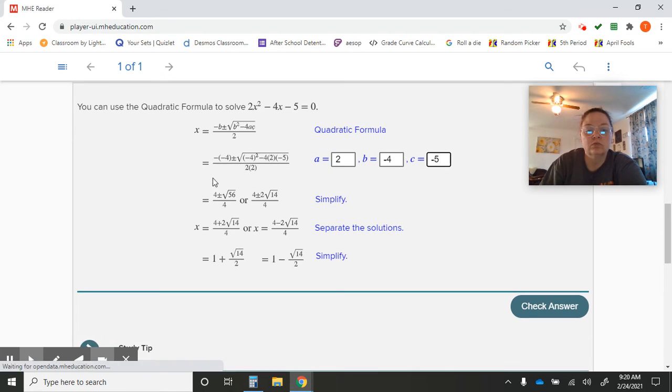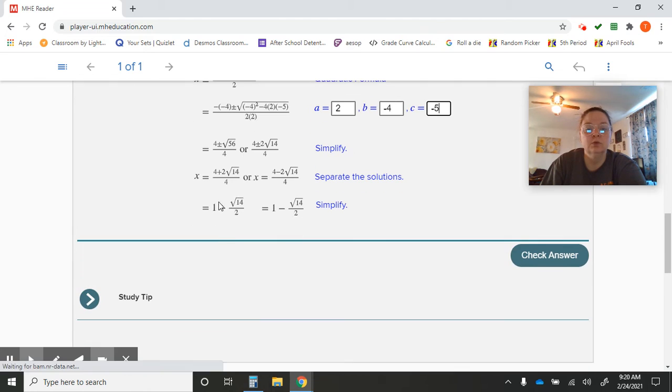When we simplify that, negative 4 is positive 4. Everything under the radical simplifies down to 56. And everything underneath the division symbol becomes a 4. Then we can simplify the square root of 56 to 2 times the square root of 14. Now we have two problems that we get to solve because we know that we have two intersections. So we have 4 plus 2 times the square root of 14 over 4 and 4 minus 2 times the square root of 14 over 4. When we simplify that, we get 1 plus the square root of 14 over 2 and 1 minus the square root of 14 over 2.